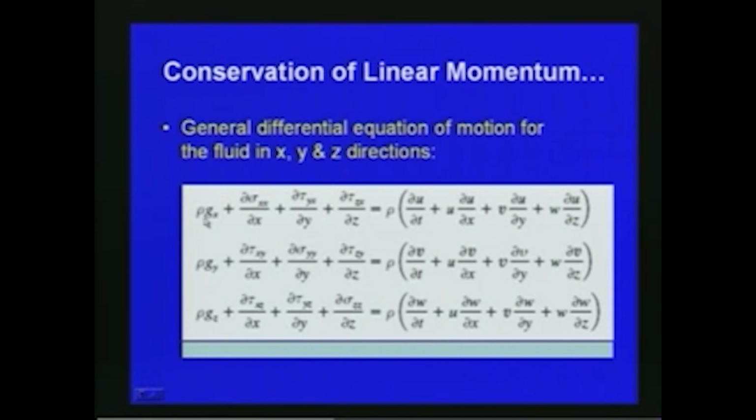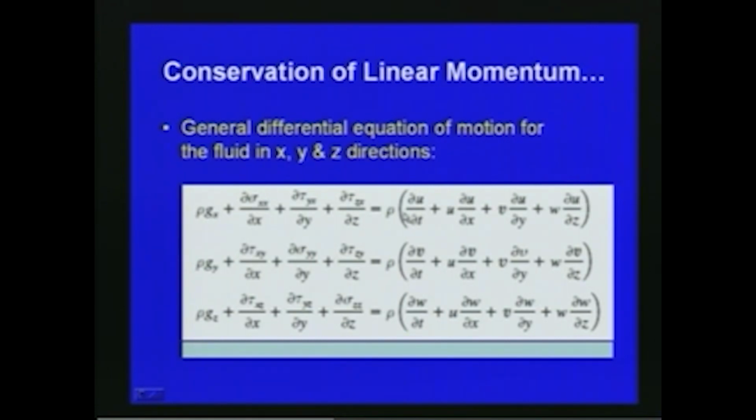So by using Newton's second law, if you equate, then in the x direction the equation will be rho gx, which is the body force in x direction, plus, due to the stress forces, shearing and normal stress, we can write del sigma xx by del x plus del tau yx by del y plus del tau zx by del z is equal to mass into acceleration.